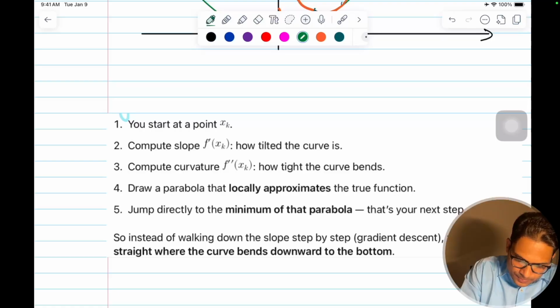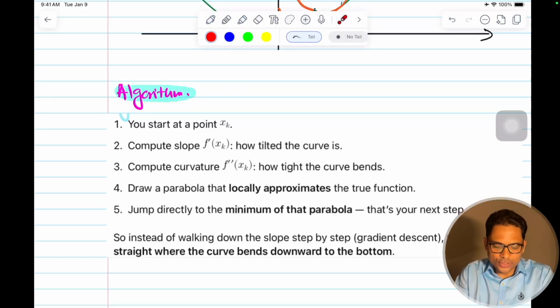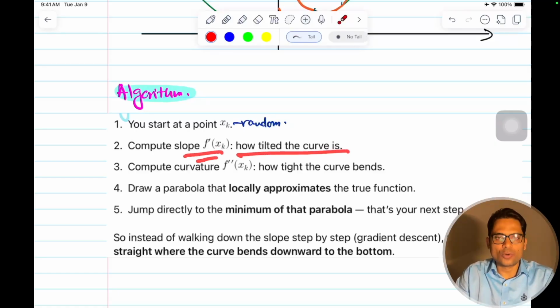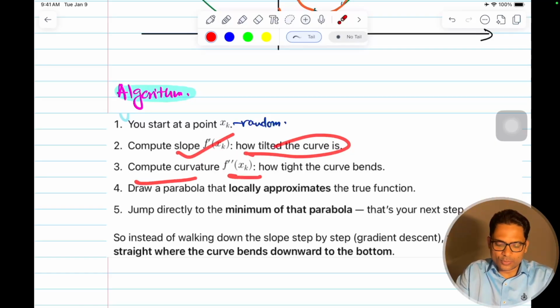So this is your algorithm as we had for gradient descent. So you start at any random point. So this is your random point. This is your random point. Okay, and you compute the slope, how tilted the curve is, and you compute the curvature at that point, xk, how tight the curve bends.